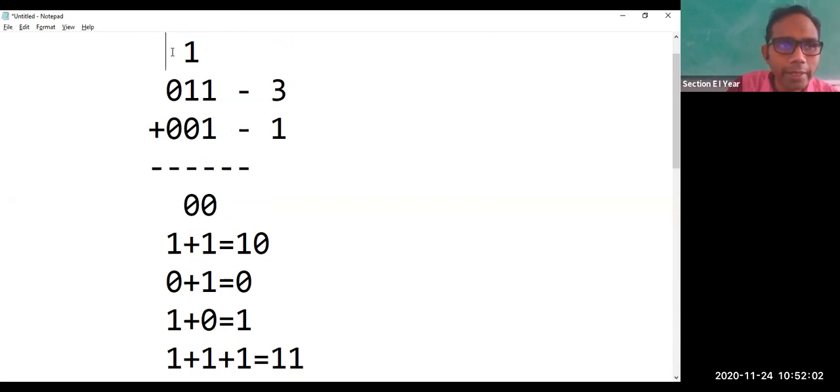Then again you will be writing here the carry bit. Now 1 plus 0, the result is 1. Don't get confused, we are adding digit by digit. So here first what we have done, we have written 1 plus 1. The result is 1 and a 0. So we are going to carry this 1 to the next level. Then we are writing this 0 part over here.